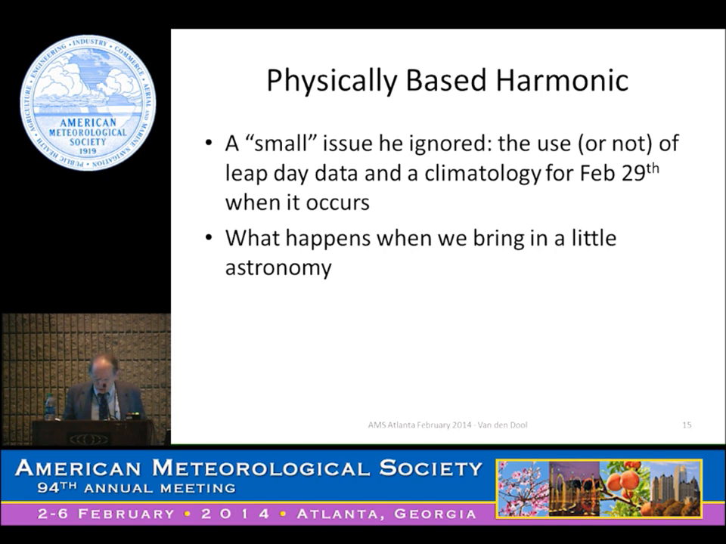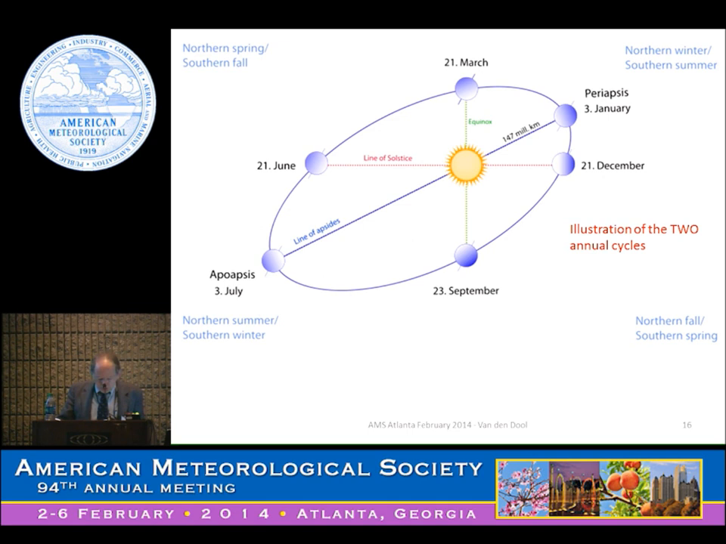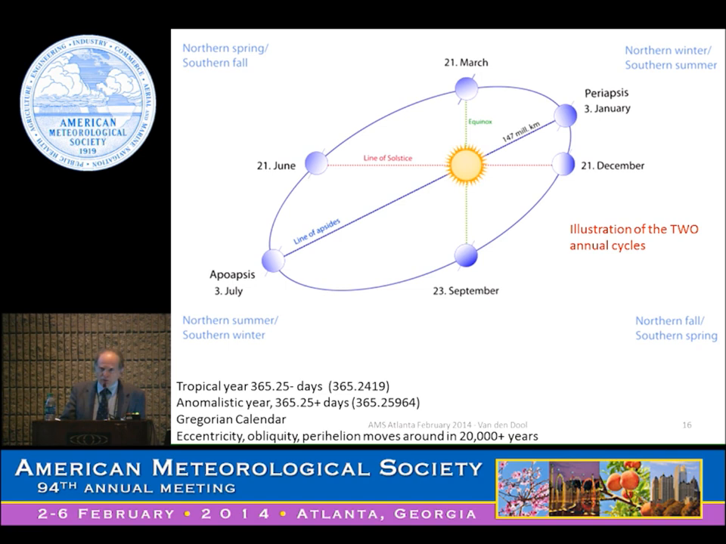So considering that Ed started out as an astronomy major, perhaps we should bring a little astronomy into this problem and see what happens. So here's the real year. What you'll see is what's known as a tropical year. If you define your year as the amount of time it takes the Earth to get back to the same place with reference to a fixed star, you get a tropical year, which is listed here as 365, and it's not exactly 0.25, but some odd fraction of a day. But actually, the climate doesn't really operate on that cycle.